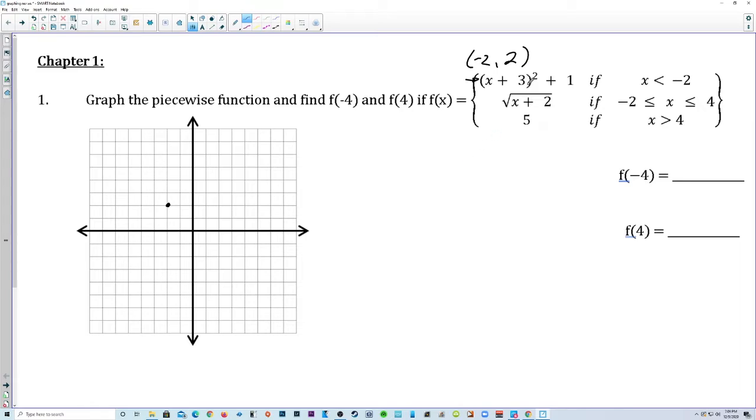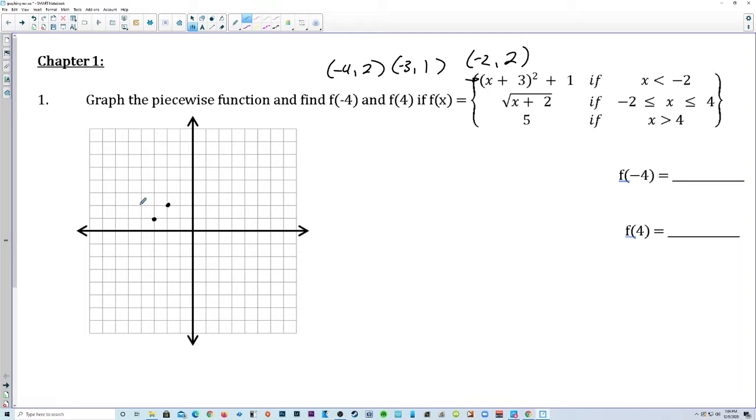Let's plug in -3 because we want values that are less than -2. So if we plug in -3, we get 0 plus 1, which is 1. So (-3, 1). How about one more to see if we can find this? I think that's going to be the vertex right there. So we have -4 comma. If we plug -4 in, we get -1 squared is 1 plus 1 is 2.